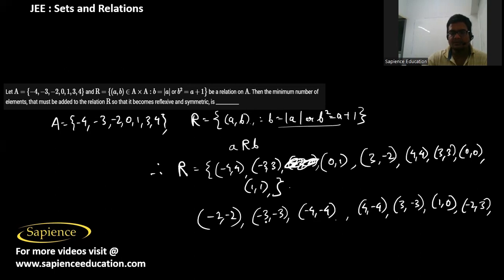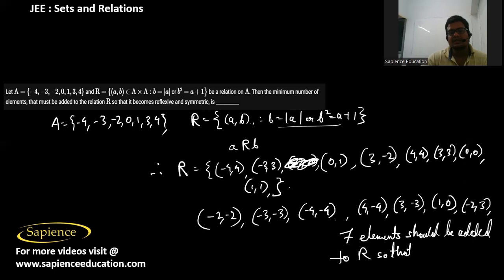So therefore it means 1, 2, 3, 4, 5, 6, 7. So 7 elements should be added to the relation R, so that it is reflexive and symmetric. So the answer will be 7.